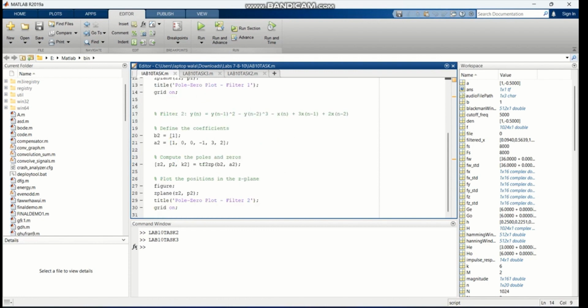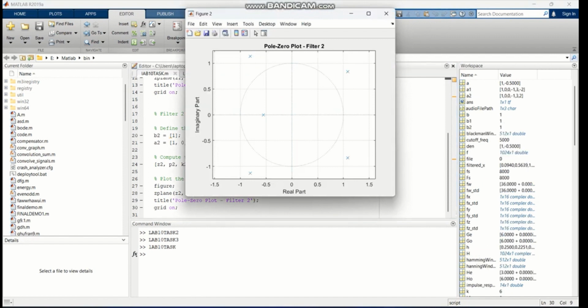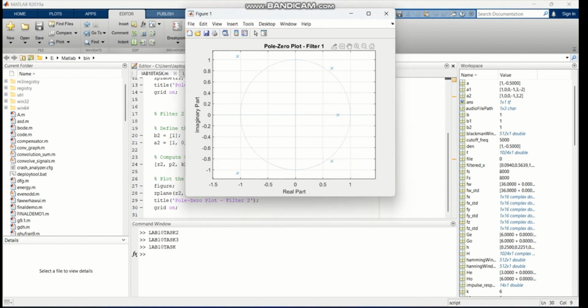Then we have another filter defined with coefficients b2 equal to 1 and a2 equal to 2. Then again we compute the pole and zero, and on the z-plane we plot the positions of the poles and zeros. So running this code, you can see we have the pole and zero plot of filter 2, and this is the pole and zero plot of filter 1 according to their range. So this is our lab 10.